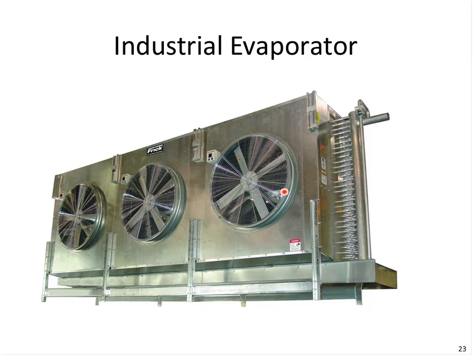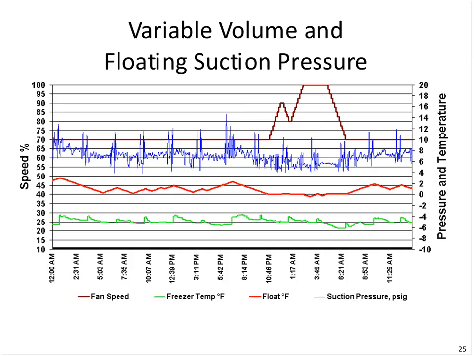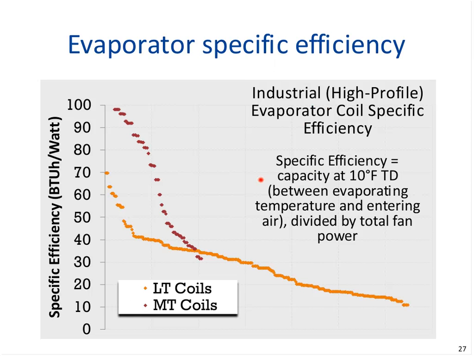So it doesn't have anything to do with the compressor. It's just how much horsepower does the fan take to overcome the pressure drop across the coil. So in our slide here, we've got about 400 evaporators. Each little dot there represents an evaporator out of the catalog. And we're getting BTUs of heat transfer per fan watt.